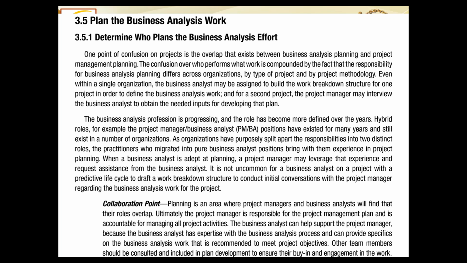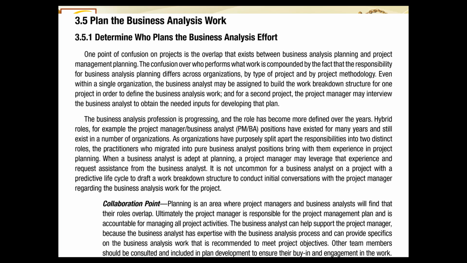When a business analyst is adept at planning, the project manager may leverage that experience and request assistance from the business analyst. It is not uncommon for the business analyst on a project with a predictive life cycle to draft a work breakdown structure to conduct an initial conversation with the project manager regarding the business analysis work for the project. So the collaboration point here is planning is an area where project manager and business analyst will find that their roles overlap.